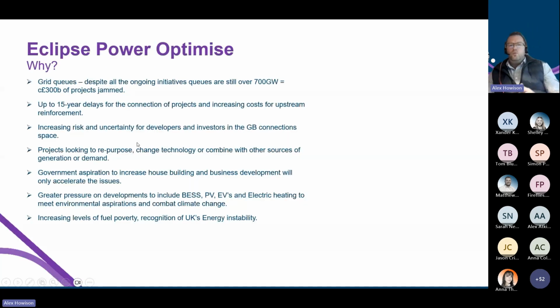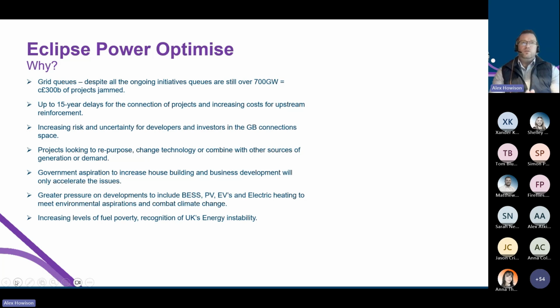So what are the drivers behind Eclipse Power Optimise and why we've launched this new business? Well, most of your industry incumbents will be well aware of the fact that the grid queues in the UK are still significantly high. It's been a problem for a few years now, and despite things like connections reform, changing goalposts, and raising the bar to entry for connection, there is still a significant queue.